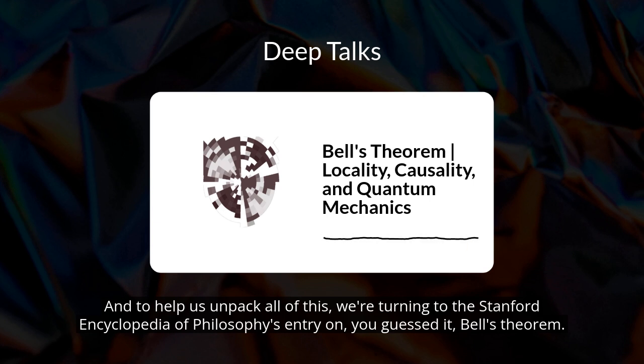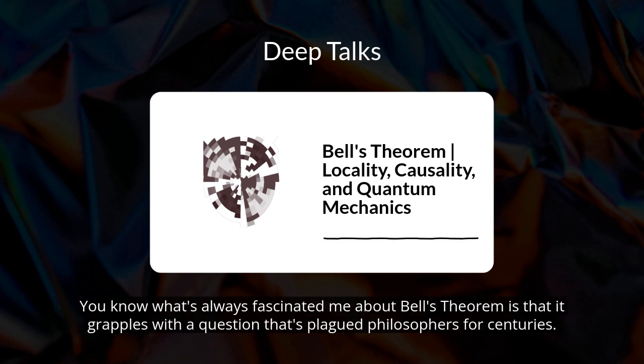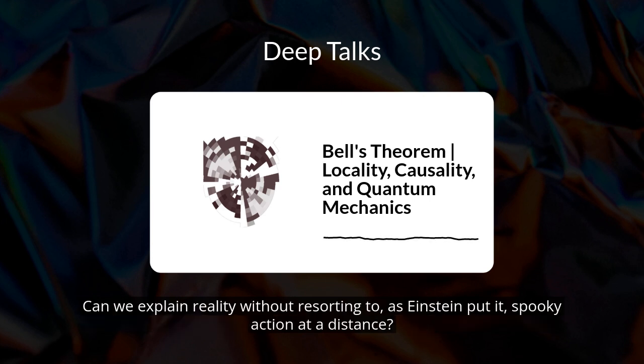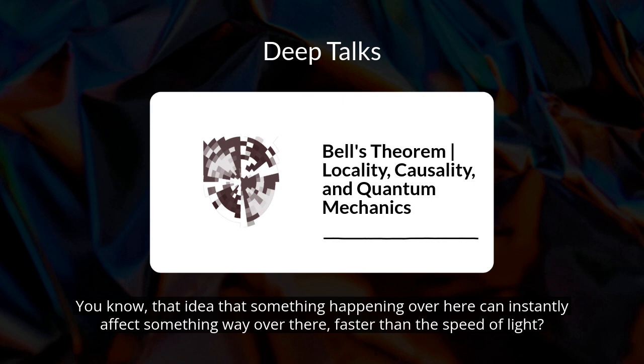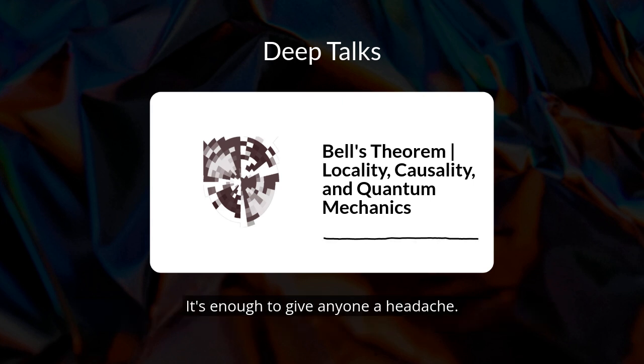You know, what's always fascinated me about Bell's theorem is that it grapples with a question that's plagued philosophers for centuries. Can we explain reality without resorting to, as Einstein put it, spooky action at a distance? You know, that idea that something happening over here can instantly affect something way over there faster than the speed of light? It's enough to give anyone a headache.